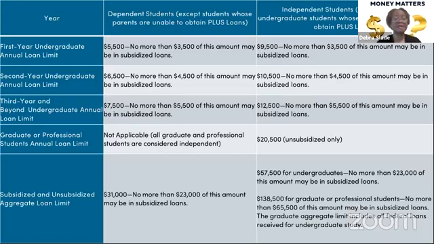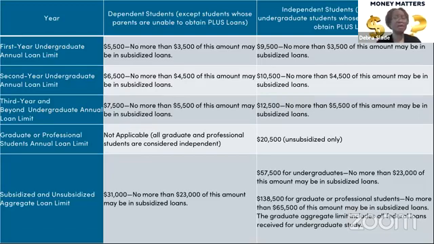So let's look at the lifetime limits. If you look down here for dependent students, the maximum that you can borrow is $31,000. Okay, total. That's the max. Of that, only $23,000 of this amount can be subsidized. That's a lot. That's still a lot of money. And again, we want you to be careful about that.